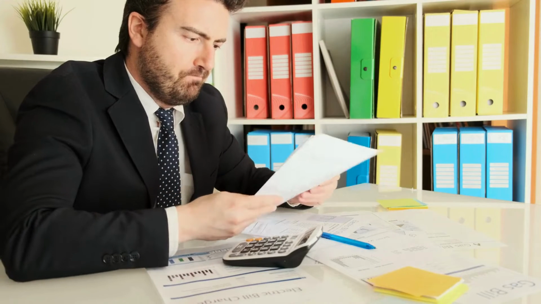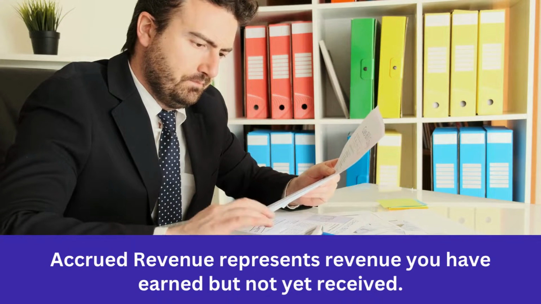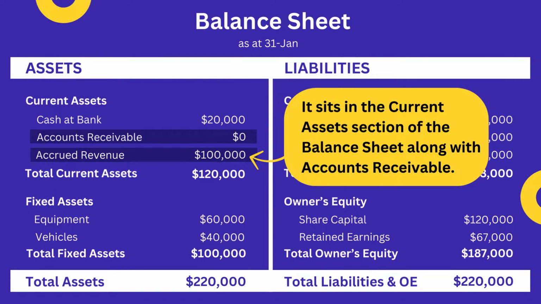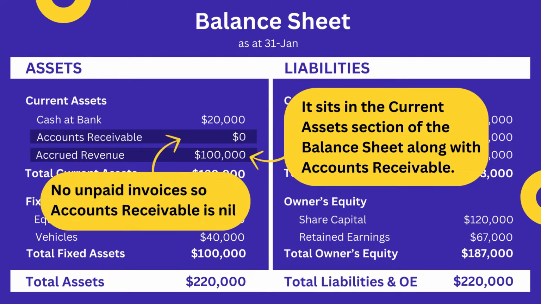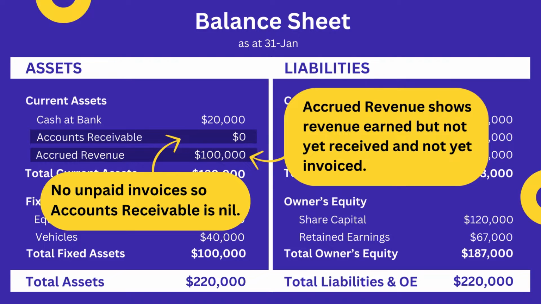You then review your balance sheet as at 31st of January. Because the accrued revenue account represents revenue you have earned but not yet received, it sits in the current assets section of the balance sheet along with accounts receivable. Just like the income statement, the balance sheet now represents the true picture of the business at the end of January. The business has no outstanding invoices in the accounting system, so accounts receivable is nil, while accrued revenue shows $100,000 of revenue earned but not yet received, for which no invoices have been created.